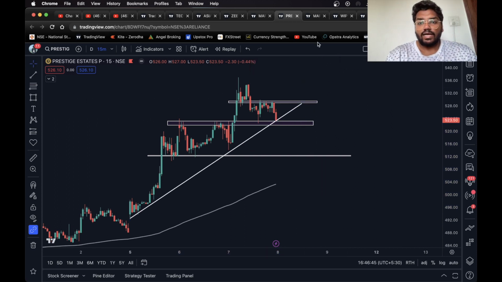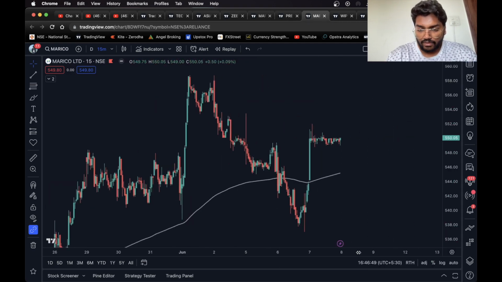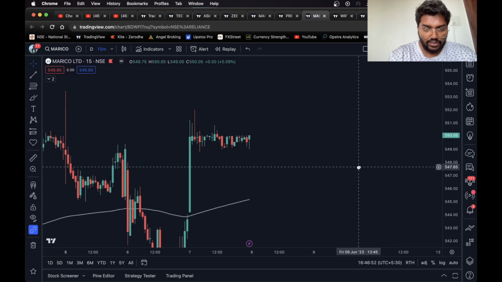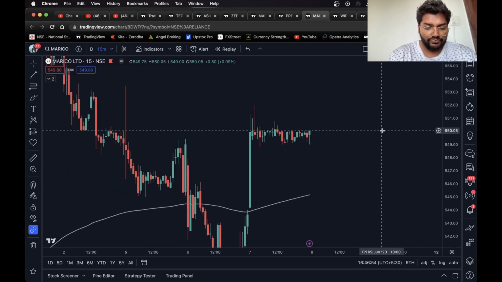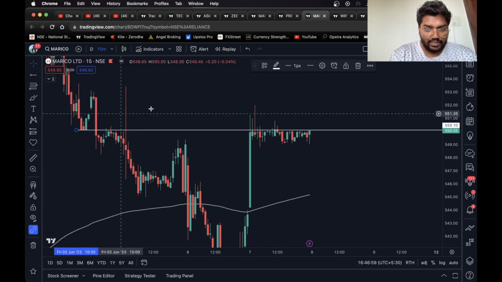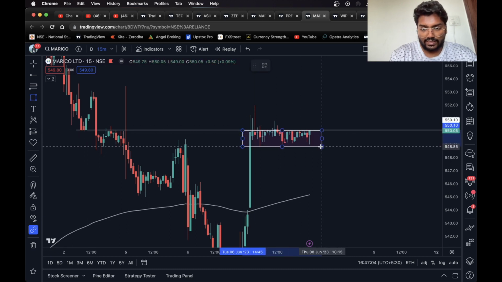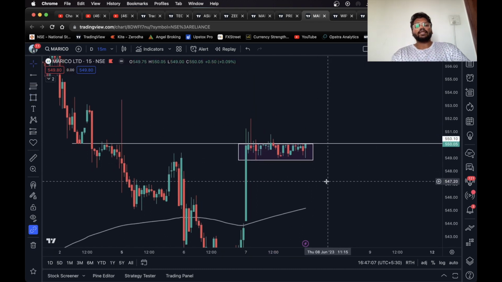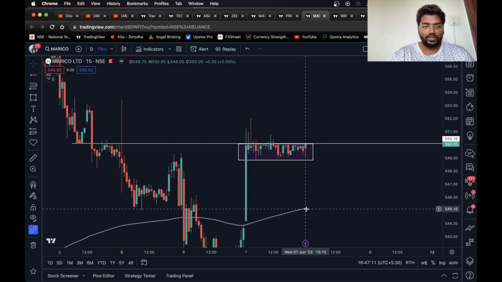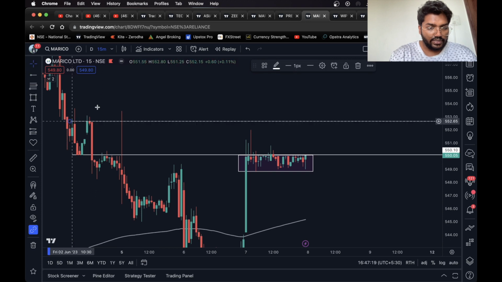Okay, and moving on to the next one, we have Marico. Marico has been consolidating. Okay, nice, very nice. Okay, this is a level. Okay, and it has also been consolidating exactly at this level. So a trade can be taken on breakout on either side. If it breaks down to, this is 200 EMA on 15 minutes time frame, this can be considered as the short target. If it breaks out, this can be considered as the target.